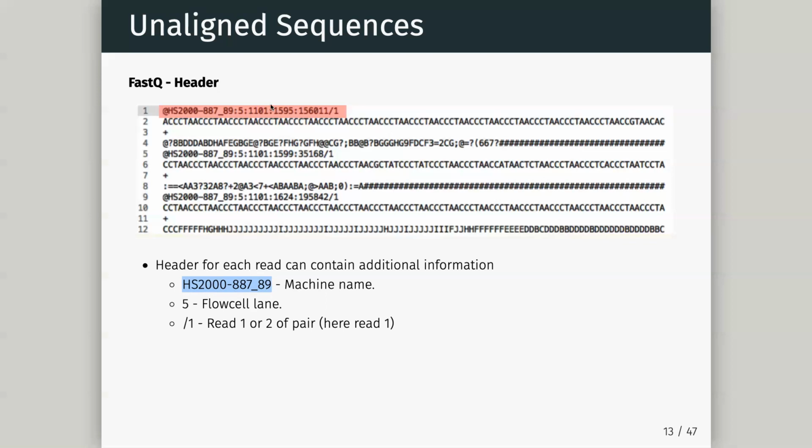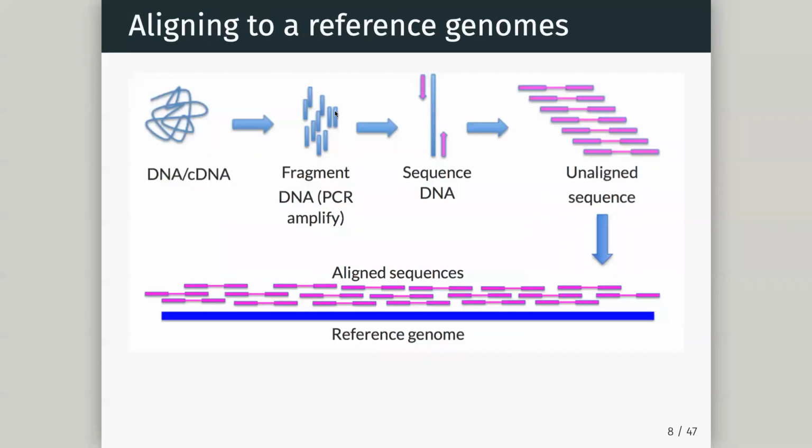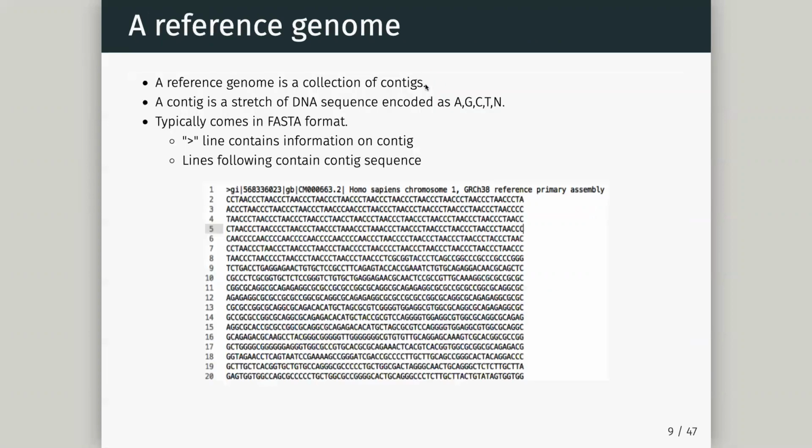And then this tells you whether it was read 1 or 2 in a pair. So am I at this end? This would be read 1. This would be read 2. But they came from the same fragment. So that's important when we're mapping. We know that they were originally from the same fragment.